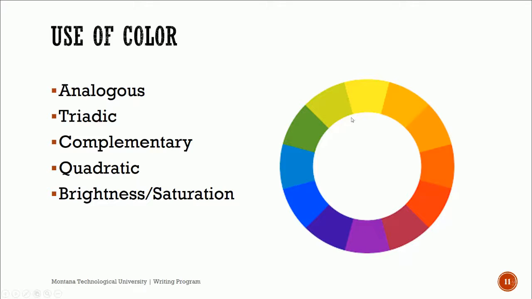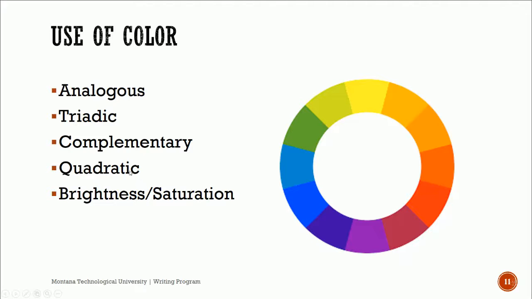Triadic colors. If we draw a triangle on our color wheel, those colors naturally go together in some scheme. Complementary colors pair well together. Complementary means they're directly across the color wheel from each other. Okay, so red and green. Oh, Christmas. Yellow and purple. Blue and orange.